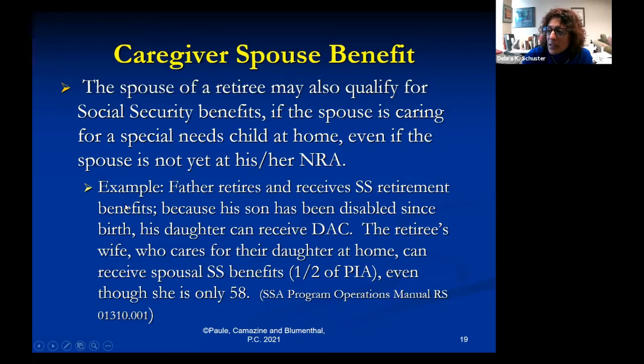So the father retires and receives Social Security retirement benefits, or mother. Because the child has been disabled since birth, the child can receive disabled adult child benefits. The retiree's wife who cares for the child at home can receive the spousal Social Security benefit, 1/2 of the primary insurance amount, even though she's only 58. So that is an example of a spouse receiving 50% of the retiree's benefit for caring for a disabled child at home.